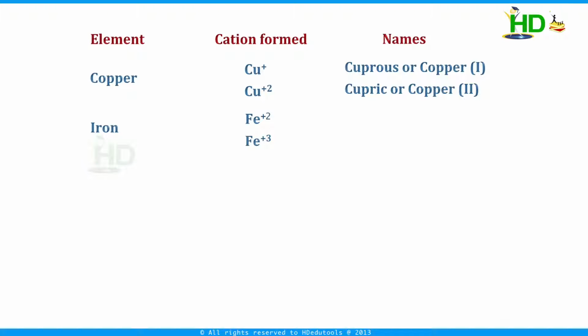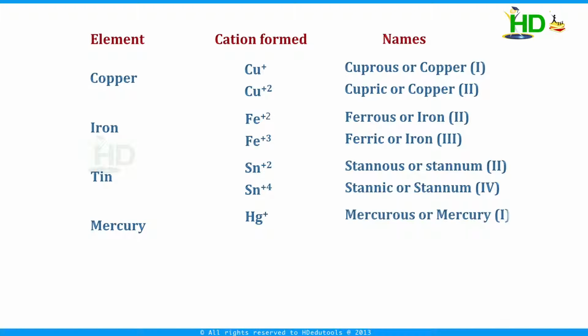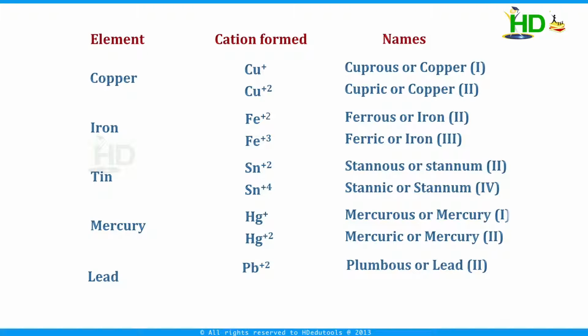Iron, Fe plus 2, Fe plus 3. Fe plus 2 is called ferrous or iron 2. Fe plus 3 is ferric or iron 3. Tin, Sn plus 2, is called stannous or stannum 2. Sn plus 4 is stannic, stannum 4. Mercury, Hg plus, mercurous or mercury 1. Hg plus 2 is mercuric or mercury 2. Lead, Pb plus 2, the lower one. The name is plumbous or lead 2. Pb plus 4 is the higher charge. This is plumbic or lead 4.